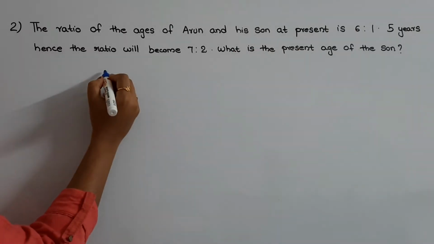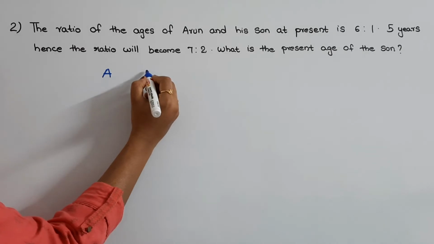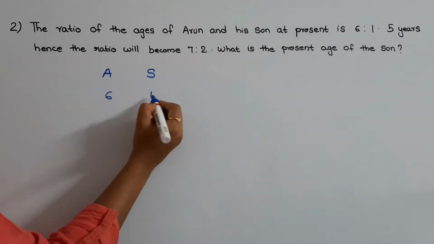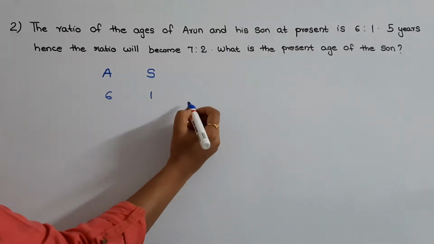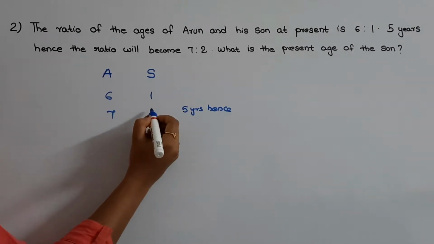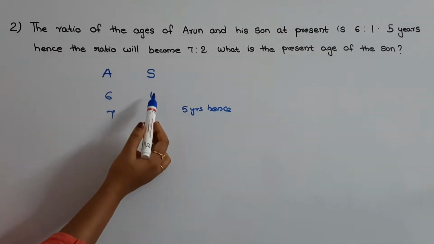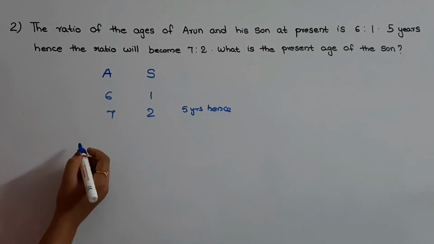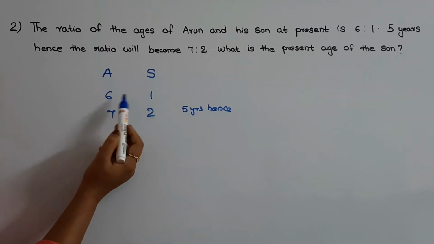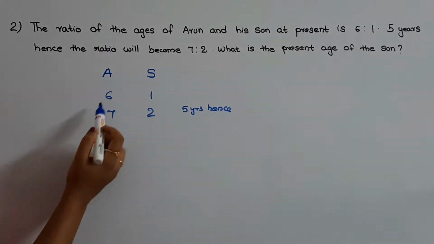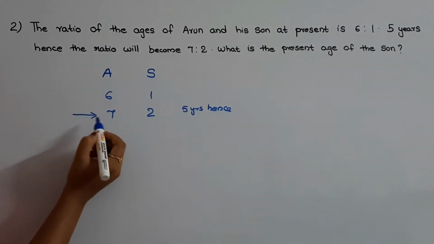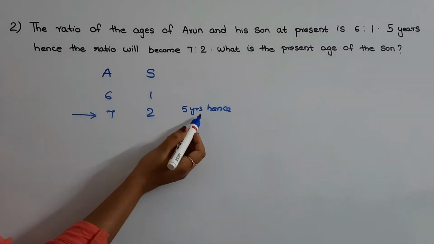Okay, so let us first write what is given. Let us write A for Arun and S for his son, and the ratio of their ages at present is given as 6:1 and their ratio after 5 years, or 5 years hence, is given as 7:2. Okay, so we need to find out the present age of the son. So for that, first in the numerator part we need to take the difference in the ratios of their ages. Since we need to find out the present age of the son, let us take the difference of the ratios of the ages after 5 years.